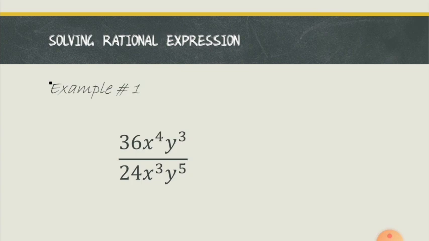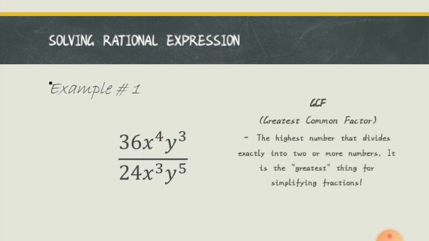First, you have to look for the greatest common factor. What is the greatest common factor? This is known as GCF. GCF is the highest number that divides exactly into 2 or more numbers. It is the greatest thing for simplifying fractions. So after getting the factors, we can now cancel out common terms from the numerator and the denominator.